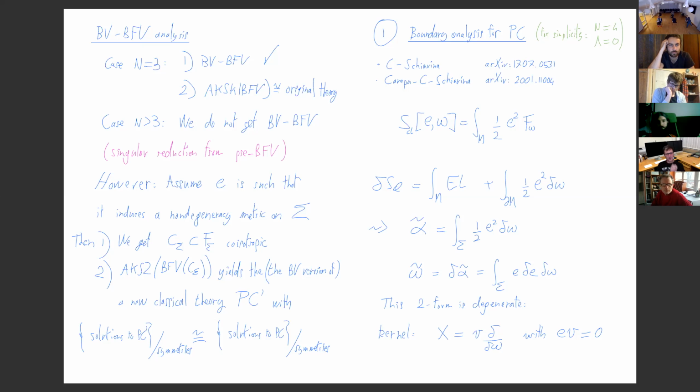Now, the other question was what happens if you apply AKSZ to the BFV, for example, of Yang-Mills? Then, of course, you don't get Yang-Mills, because you will get a reparametrization invariant theory. So this will give you some reparametrization invariant theory. It has somehow the topological content of Yang-Mills. Essentially it's Yang-Mills where you freeze the Hamiltonian to zero.